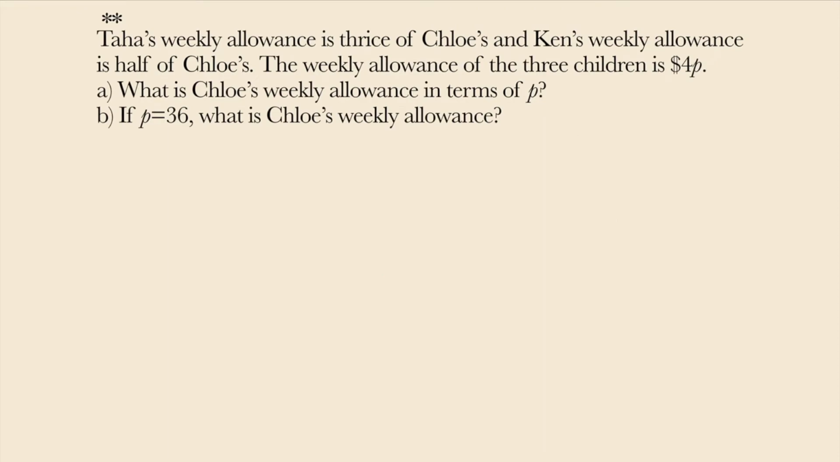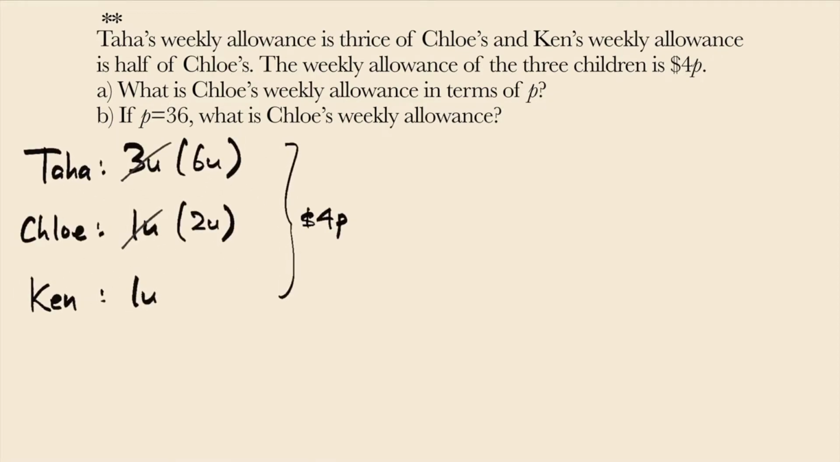Taha's weekly allowance is 3 times Chloe's and Ken's allowance is half of Chloe's. I like to make everything clear here. Now, when we first read that T is 3 times C, we will most probably write 3 and 1. But K is half of Chloe's, so we're going to take 1 divided by 2, which gives us 0.5. Now, I don't like to work with 0.5. You can, okay? But we can make it divisible.